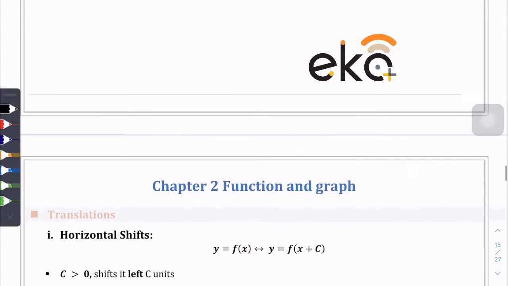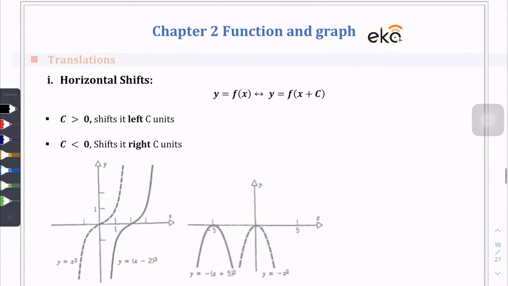Hi. Today in this video we'll be talking about chapter 2, function and graph. First, let's talk about the translations in graph.